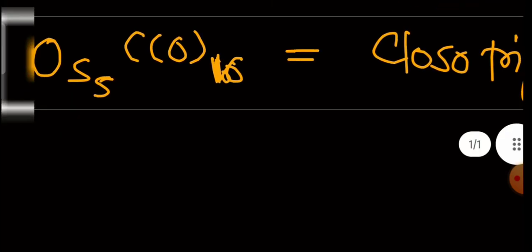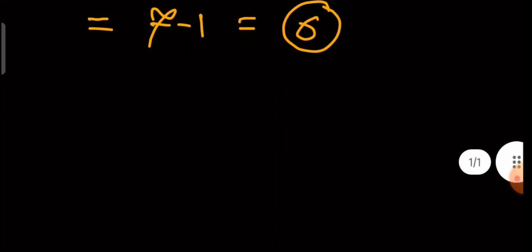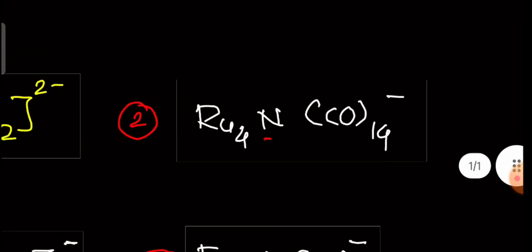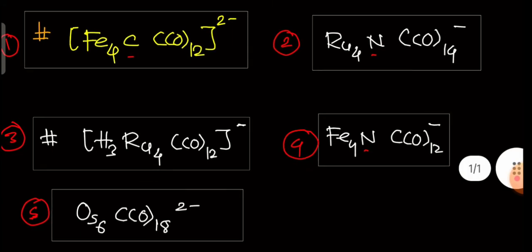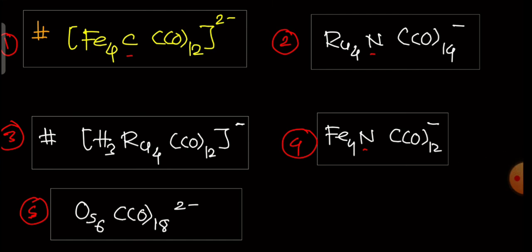Okay, so likewise we can solve many examples, and these are some exercises for you. So you can try and solve these examples. They are very interesting examples particularly. So we have Fe4C CO12 2 negative charge, this is the first one. Then we have Ru4, that is ruthenium 4, N CO14 with a negative charge. Then we have another complex, H3 Ru4 CO12 minus, then Fe4N CO12 minus, and Os6 CO18 2 negative. So these are the exercises for you.